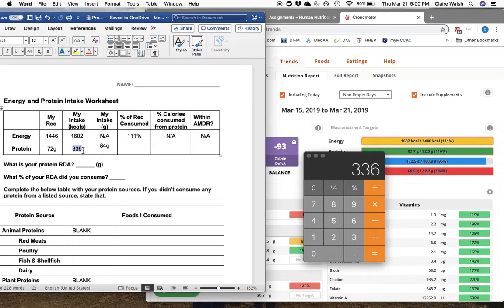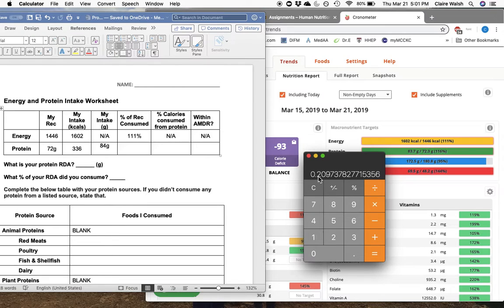With this number, we can fill in this box here, percent of calories consumed from protein. I consumed 336 calories from protein and 1,602 calories in total. So I take 336 divided by 1,602, and I get 0.209. If I move the decimal point over twice, or multiply that by 100, I see 20.9. So I'll round that up to 21% of calories consumed from protein.